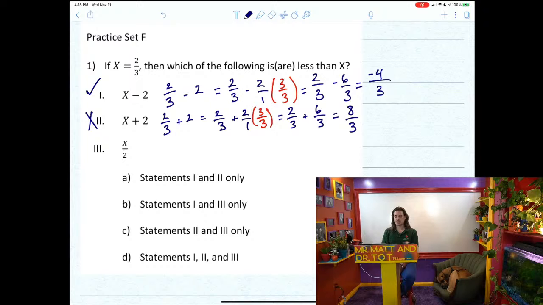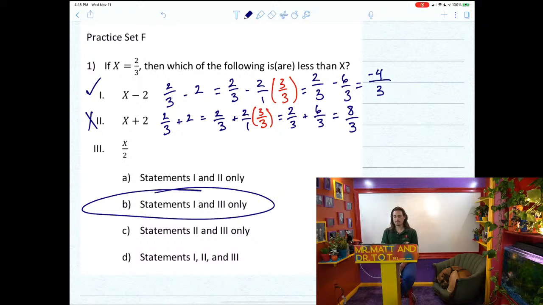Looking at my answer selections, I know that my answer has to be B, because that's the only answer selection that contains 1 but does not contain statement 2. But let's go ahead and test statement 3 anyways.